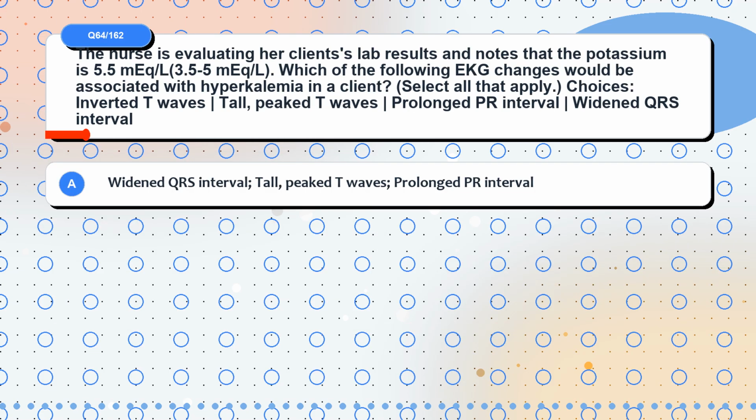Question 64. The nurse is evaluating her client's lab results and notes that the potassium is 5.5 mEq/L (normal 3.5 to 5 mEq/L). Which of the following ECG changes would be associated with hyperkalemia in a client? Select all that apply. Choices: inverted T waves, tall peaked T waves, prolonged PR interval, widened QRS interval. Here are the options. Option A: widened QRS interval, tall peaked T waves, prolonged PR interval.